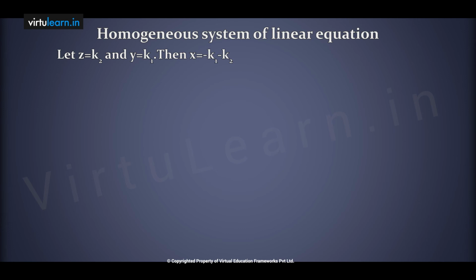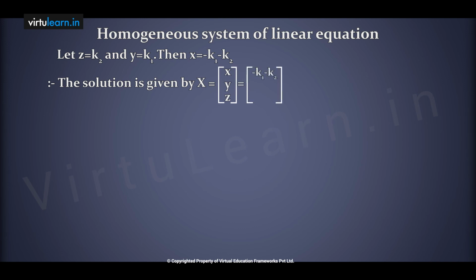Then you substitute x, y, z values in the above matrix. x, y, z equals minus k1 minus k2, k1, and k2. Now k1 is common. Taking k1 common, the coefficient of k1 in x is minus 1, in y is 1. In z, k1 is not available, that's why I am putting 0, plus k2 times: in x, minus 1; in y, k2 is not available, so I am putting 0. In z, the coefficient of k2 is 1.